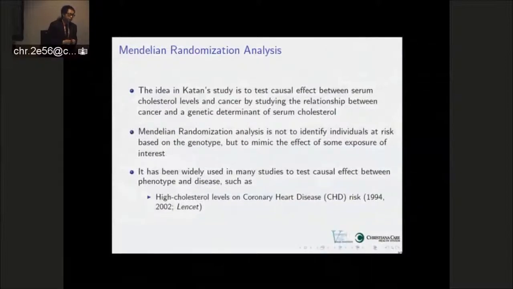So the idea in Katan's study is to test the causal effect between serum cholesterol levels and cancer by studying the relationship between cancer and the genetic determinant of serum cholesterol. Mendelian randomization analysis is not to identify the individual at risk based on the genotype, but to mimic the effect of some exposure of interest. So Katan did not do an IV design in his study, but his idea has been learned by many other researchers. And now it has been widely used in many studies to test the causal effect between a phenotype and some disease. A famous study is high cholesterol level on coronary heart disease risk. This study was published in 1994 and 2002 in Lancet.